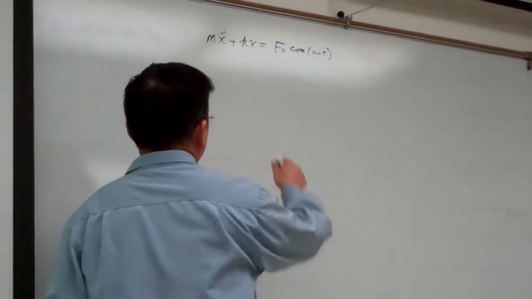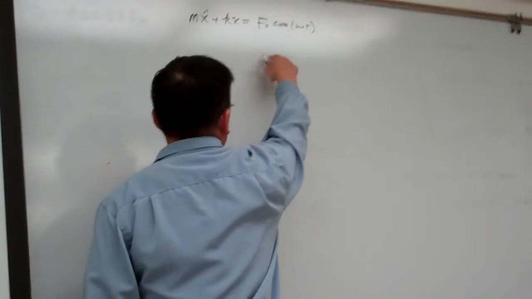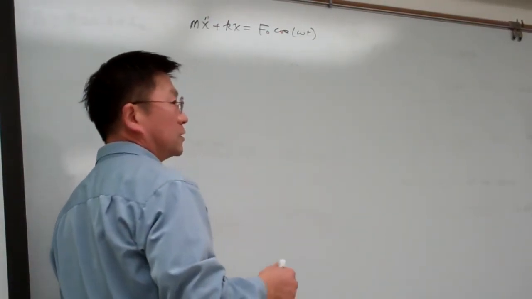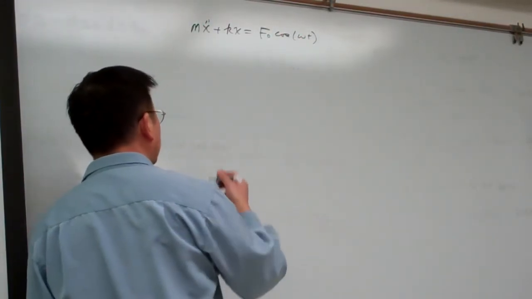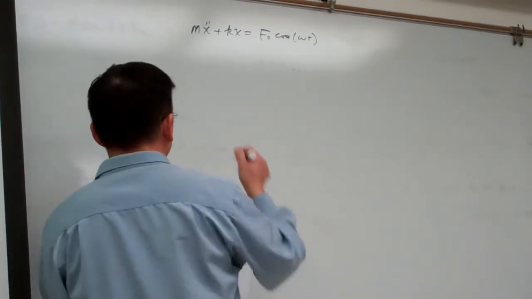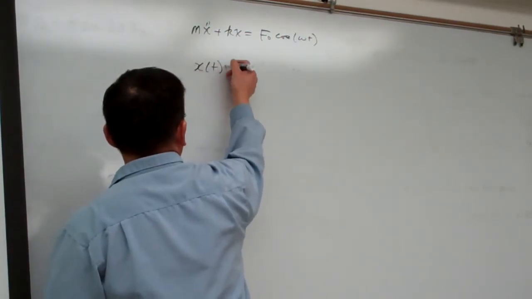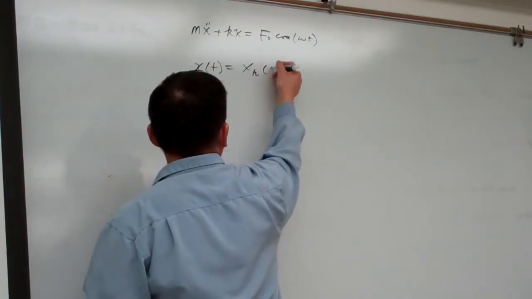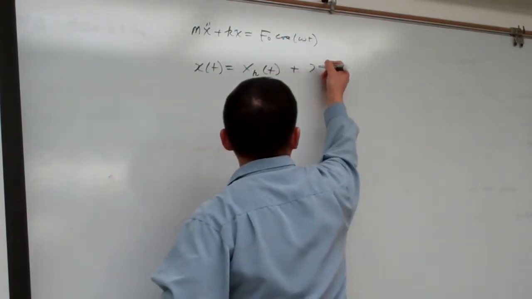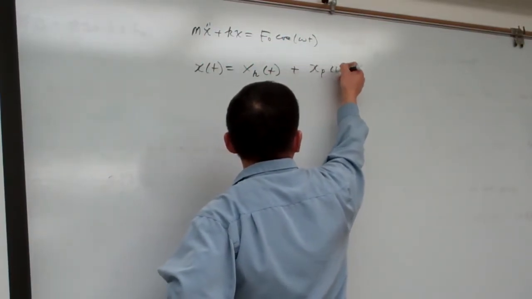Again, this is due to the externally applied force. The solution is composed of the particular solution and the homogeneous solution. So we say x of t equals x_h of t plus x_p of t.